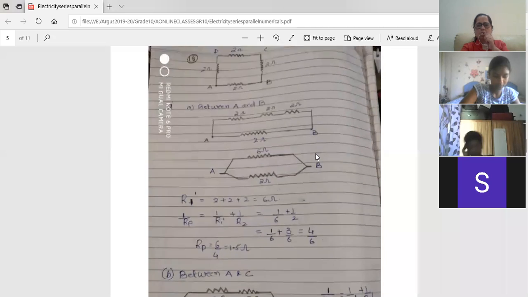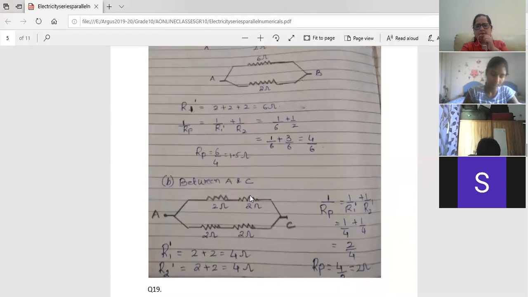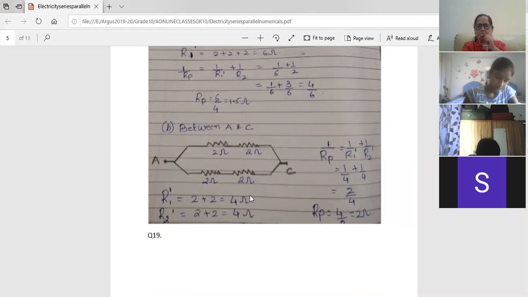Okay, so you should know how to interpret the circuit. If it is between A and B, you will get a different answer, same circuit. When you find the resistance between A and B, you get a different answer, 1.5 ohm. And if you're finding it between A and C, you get a different answer, 2 ohms, right? So in each case, you get a different answer. So you should know how to simplify the circuit. Once you are able to do that and understand how to interpret, it becomes very easy.